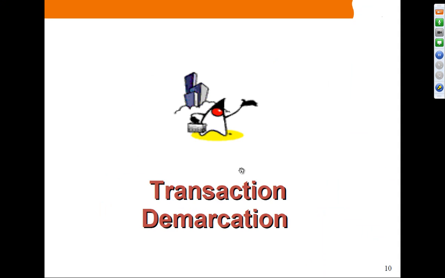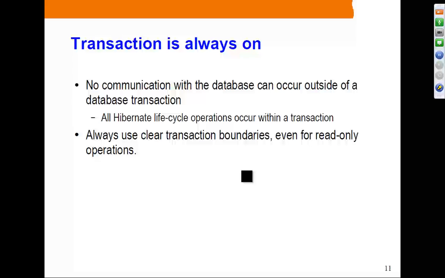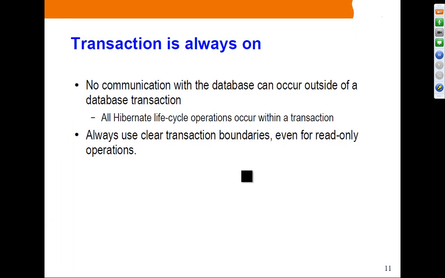Transaction demarcation. We have seen this transaction demarcation code in our samples already, so this is really nothing new. As we talked about, every single communication to the database is through a transaction. No communication with a database can occur outside of a database transaction, and all lifecycle operations, database operations, save and everything occur within a transaction. So always use clear transaction boundaries, even for read-only operations. That is a must.